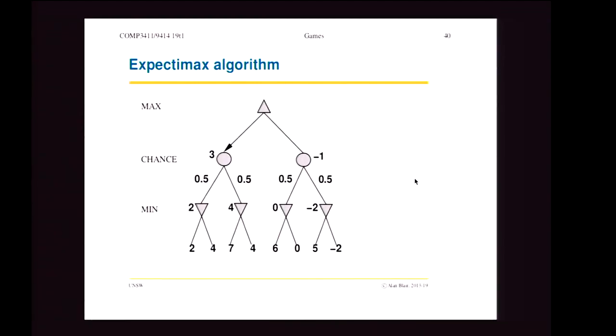Again, let's say you're playing this game with me, you're max and I'm min, but the way it works is as follows. First you make a choice, and then afterwards we toss a coin. Depending on whether the coin comes up heads or tails, we go to the left or the right, and then I make a choice which amount I'm going to pay you. So this gives us a generalization of minimax called expectimax.